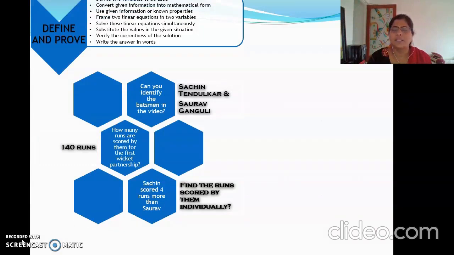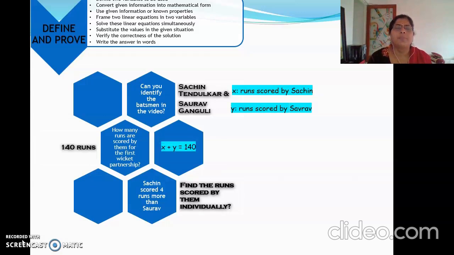Now, following these steps, let's try to find the answers asked in the different situations. As in the first video, we have to find the runs scored by Sachin and Saurav individually. Let's assume that Sachin scored x runs and Saurav scored y runs. So here we have defined the variables x and y. Now from the first information that both of them scored 140 runs together, we get our first equation, x plus y is equal to 140. And the second information is Sachin scored 4 runs more than Saurav. We get our second equation, x minus y is equal to 4.